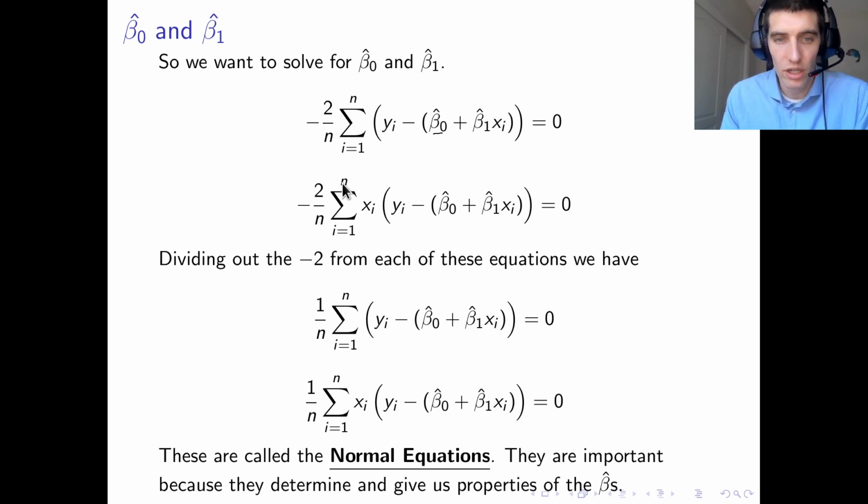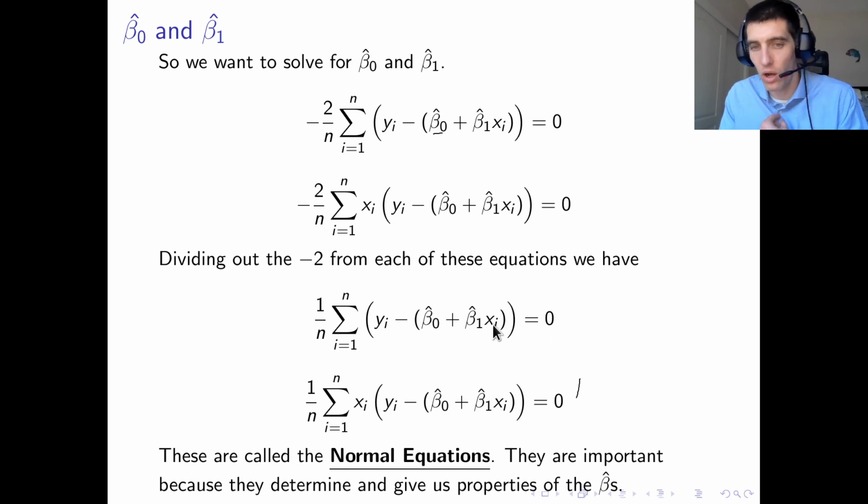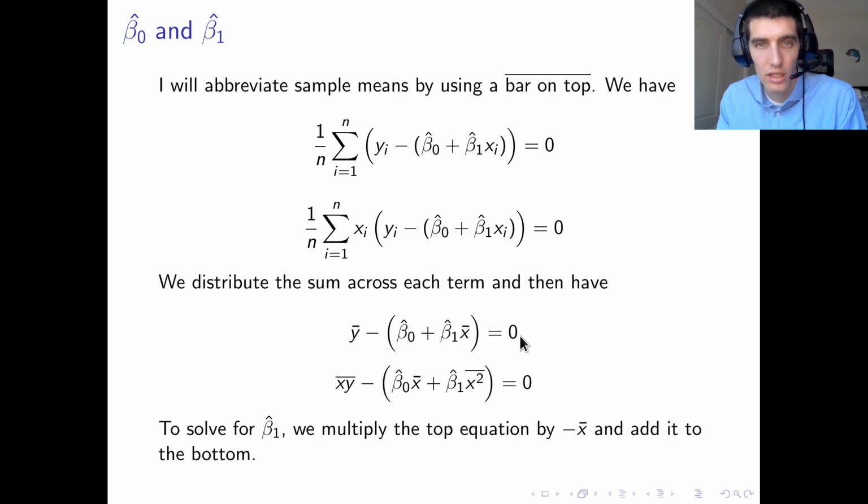So how do we solve this? Well, first we're going to cancel the -2 from each side. We're left with these expressions. And these equations here are called the normal equations. They get a special name because all of the properties of our estimates beta 0 hat and beta 1 hat come from these normal equations, because these normal equations completely define the estimator in the first place. So how do we solve the normal equations?